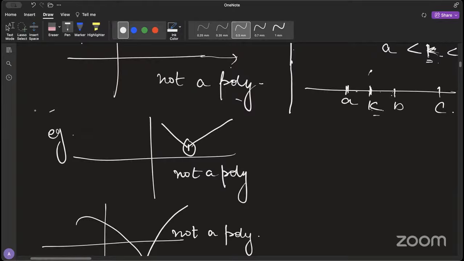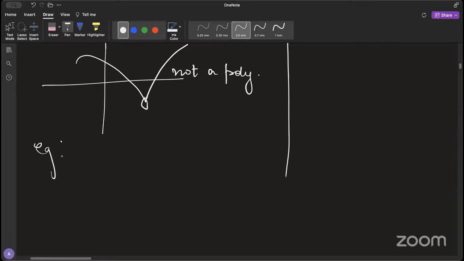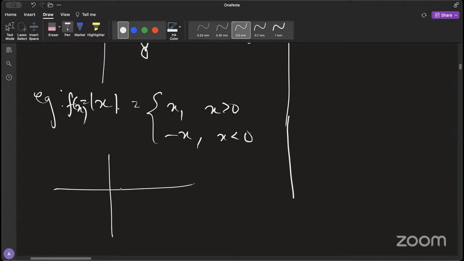One example that you can take is mod of x. So how do you plot mod of x? The graph of mod of x is basically x when x is greater than 0 and minus x when x is less than 0. So the graph looks like this.